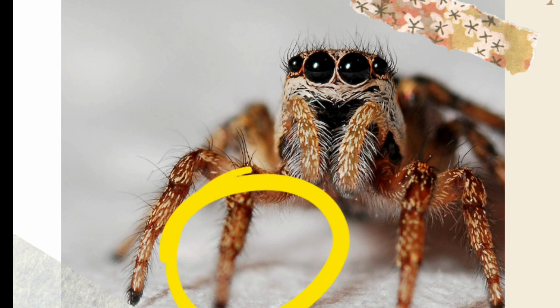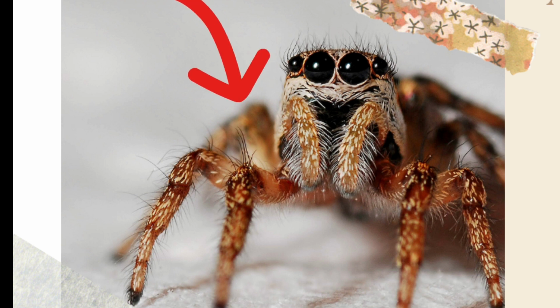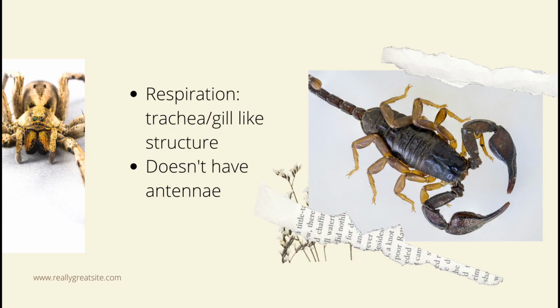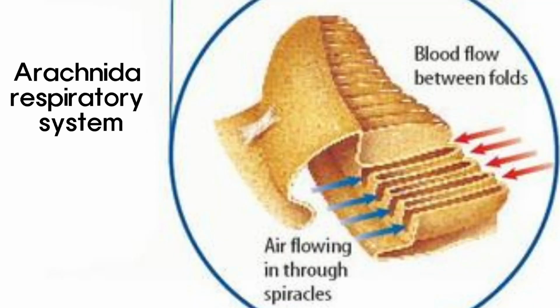The second pair of appendages are modified into pedipalps for feeding, locomotion, and reproduction. The rest of the appendages are used for walking. Unlike insects, Arachnida don't have antennae, and their respiratory system is trachea or gill-like structures.